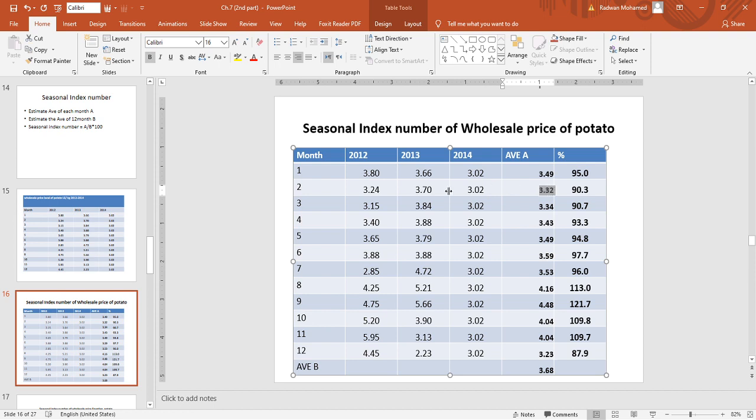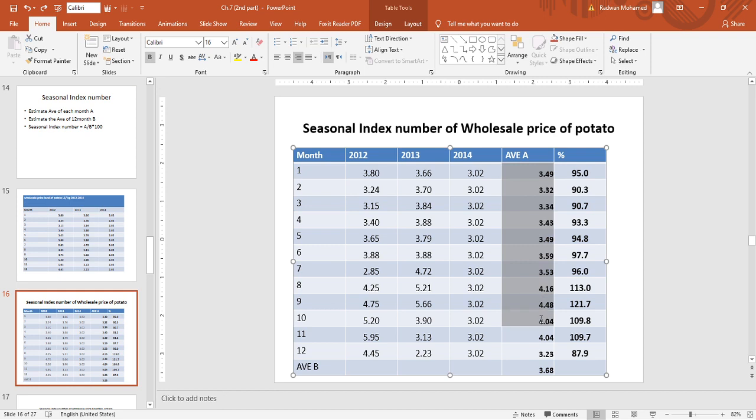So as I finished here the average of A, which is the summation of the 3 years over the 3 for every month, I want to calculate the average B. Average B will be the summation of this column, all these values divided by their number. How many months here? I have 12 months. So I will sum all these values and divide by 12. It will give me this value.